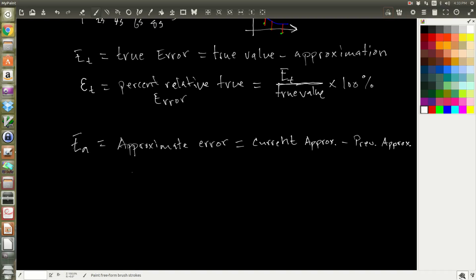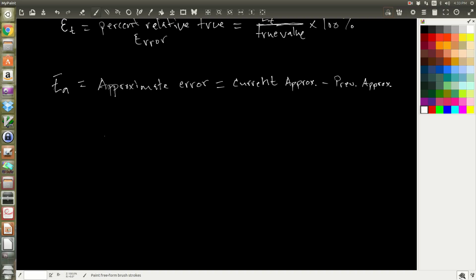Now, current and previous, what do I mean by that? Well, typically when we are solving some mathematical model numerically, when we're using a numerical method, we use an iterative process. So maybe we come up with one approximation, I'm just going to call it approximation 1, and then we iterate again and we come up with a second approximation, approximation 2, and then we iterate again, we come up with a third approximation for some value that we're trying to compute.